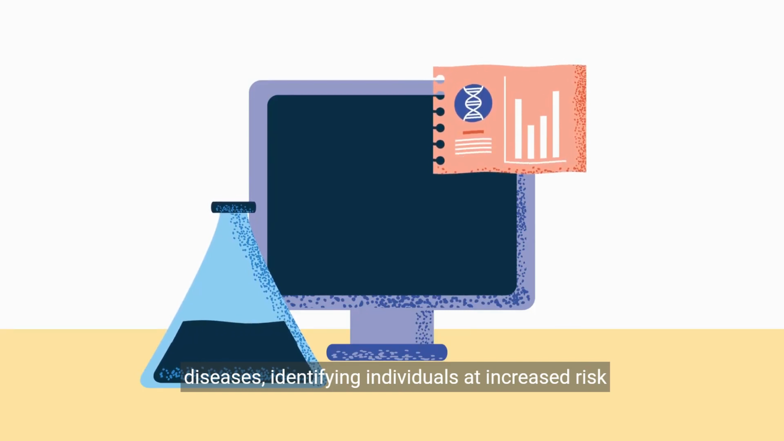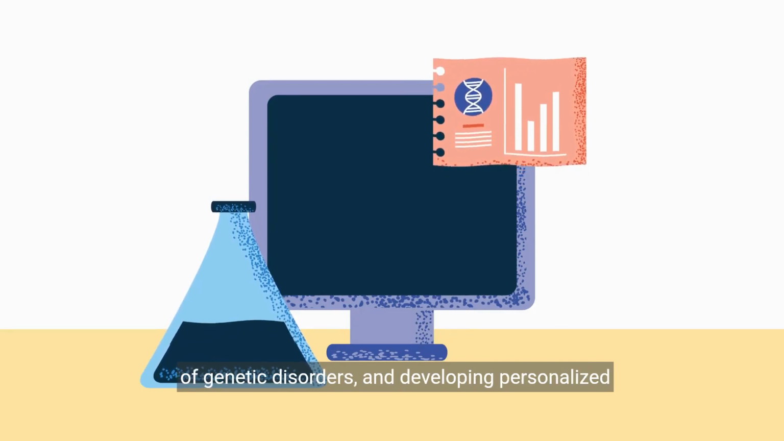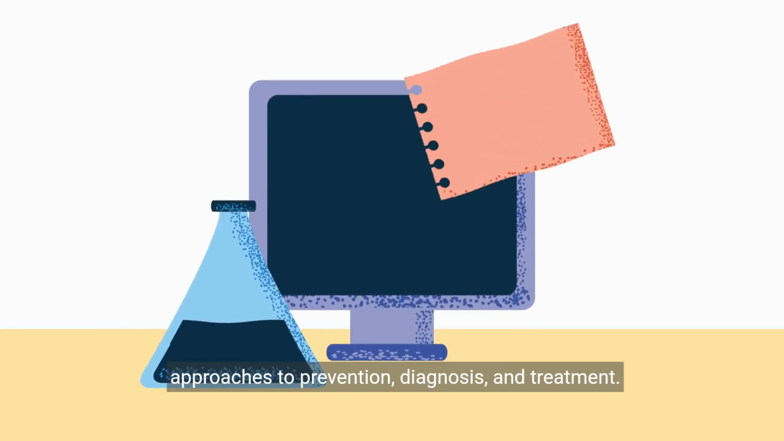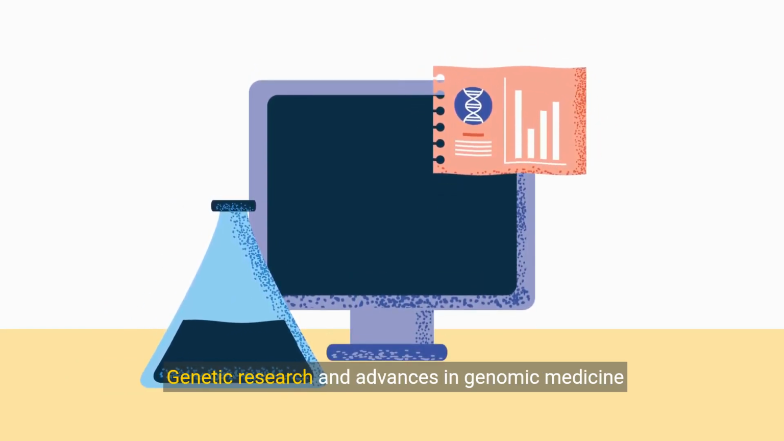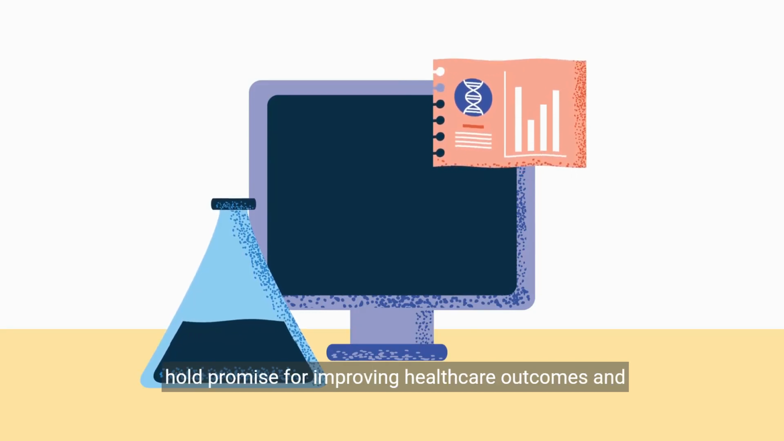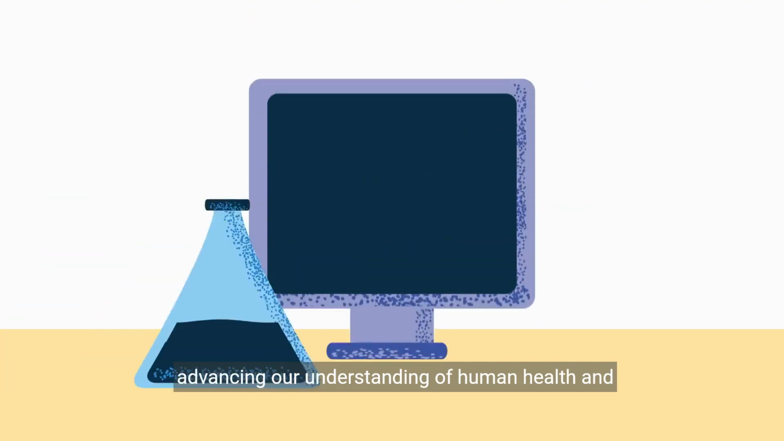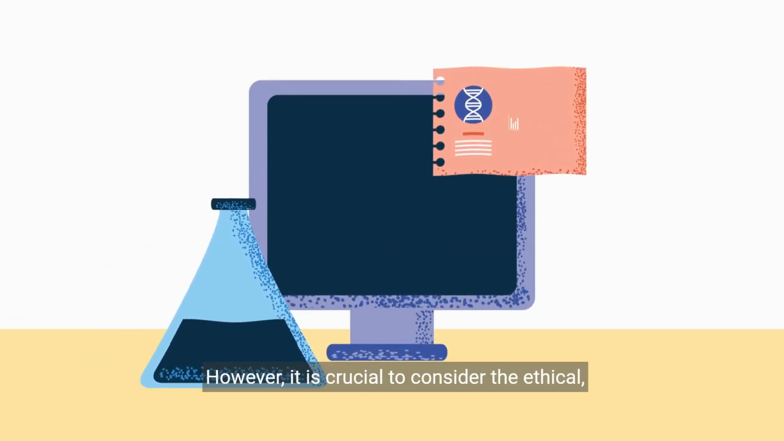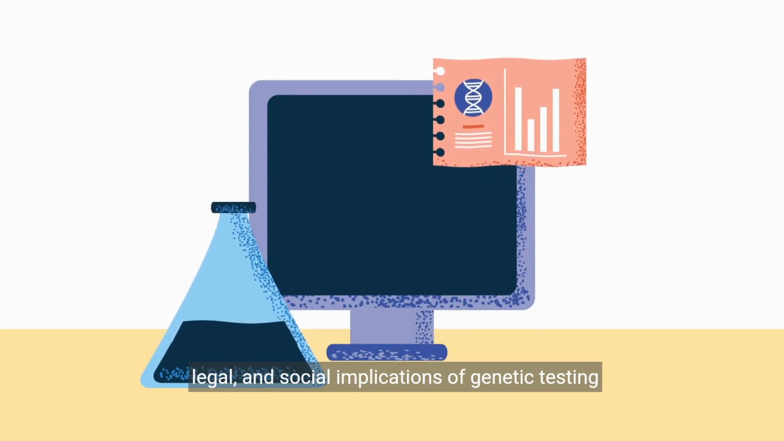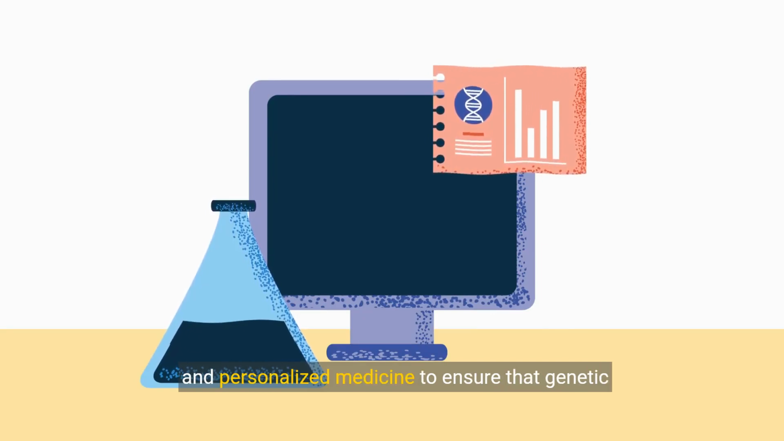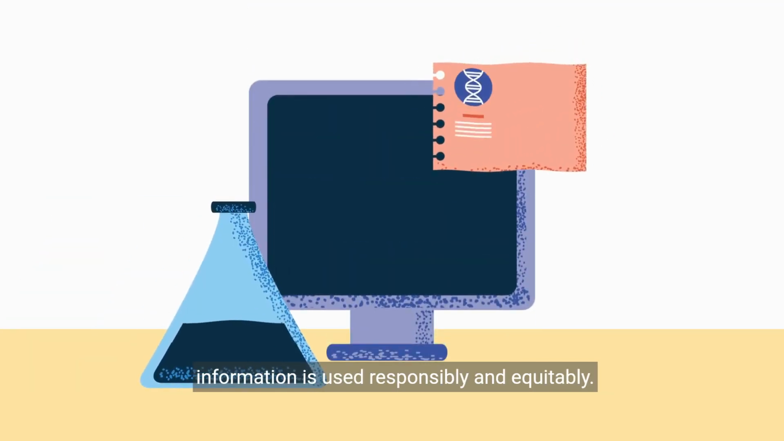Understanding the role of genetics in health is essential for elucidating the genetic basis of diseases, identifying individuals at increased risk of genetic disorders, and developing personalized approaches to prevention, diagnosis, and treatment. Genetic research and advances in genomic medicine hold promise for improving healthcare outcomes and advancing our understanding of human health and disease. However, it is crucial to consider the ethical, legal, and social implications of genetic testing and personalized medicine to ensure that genetic information is used responsibly and equitably.